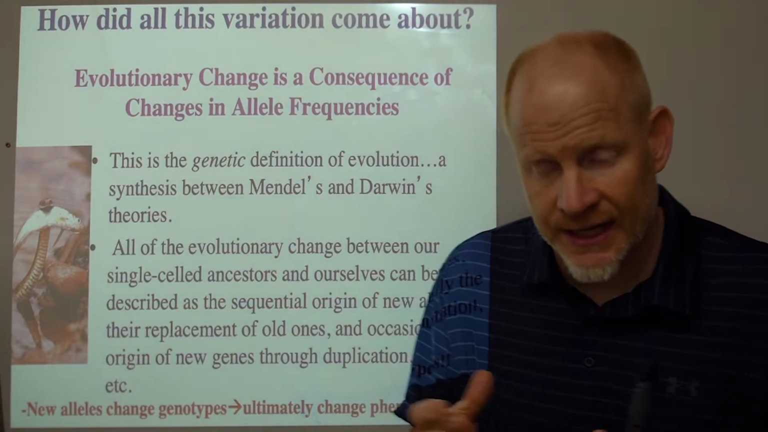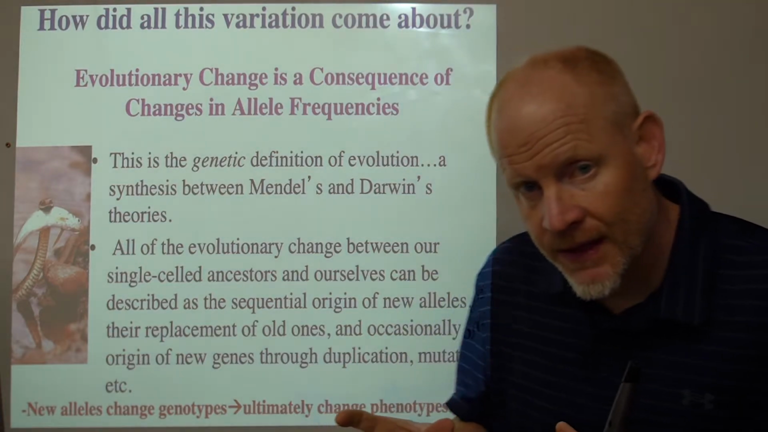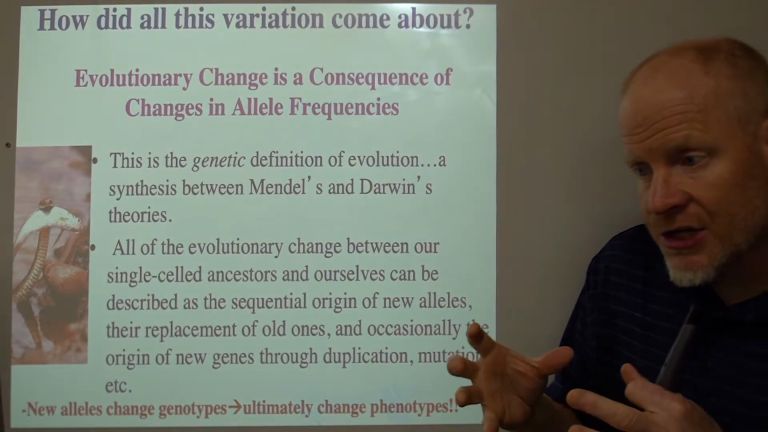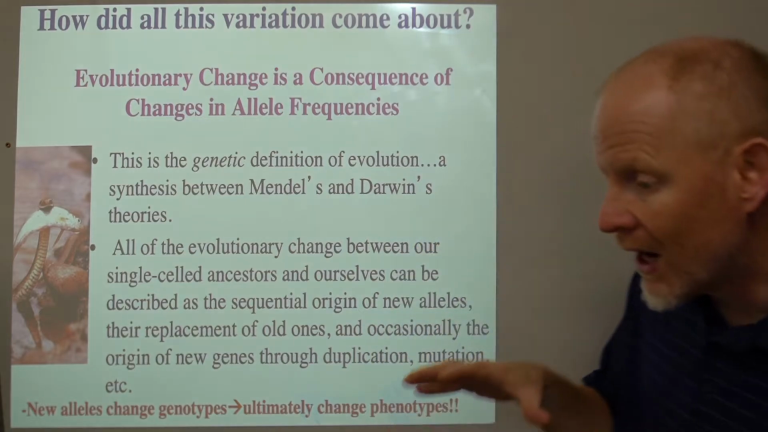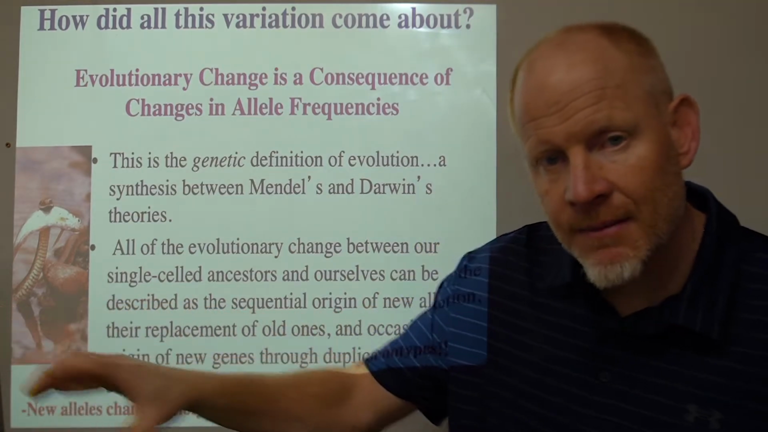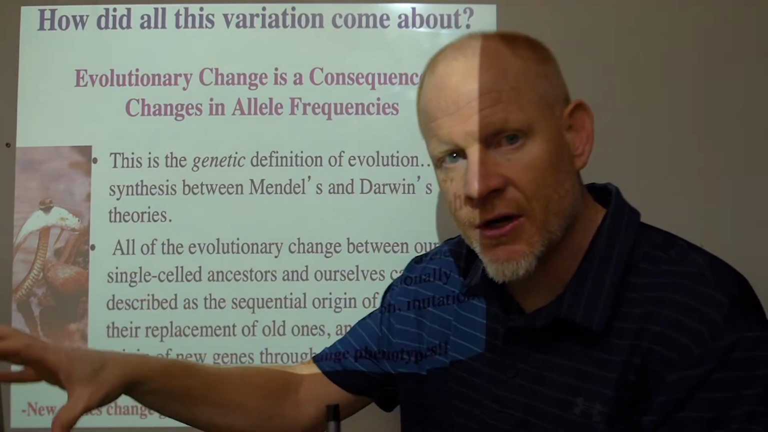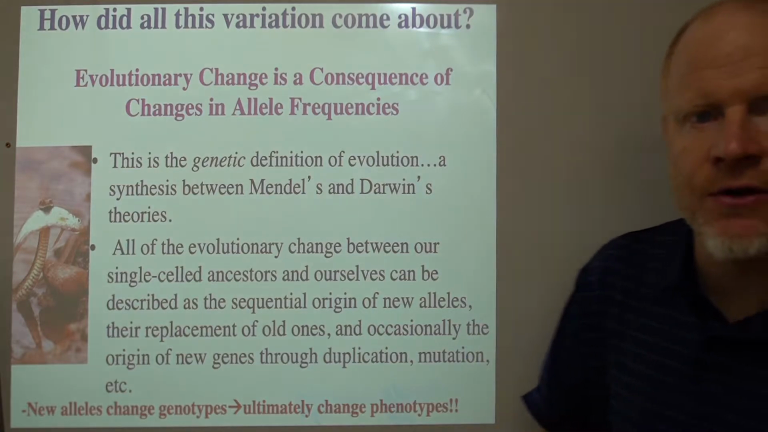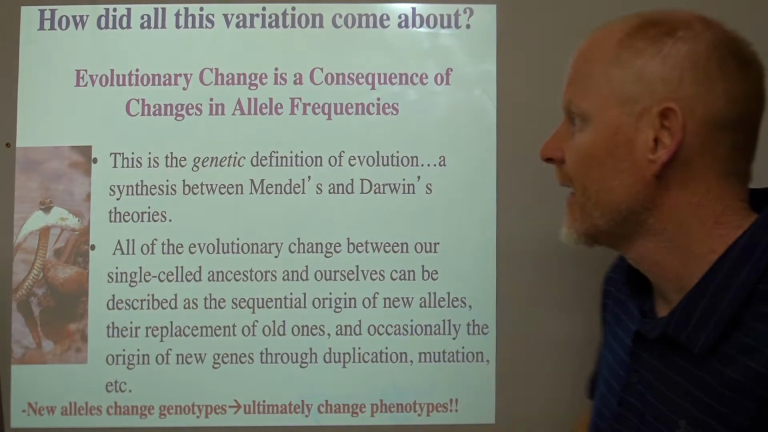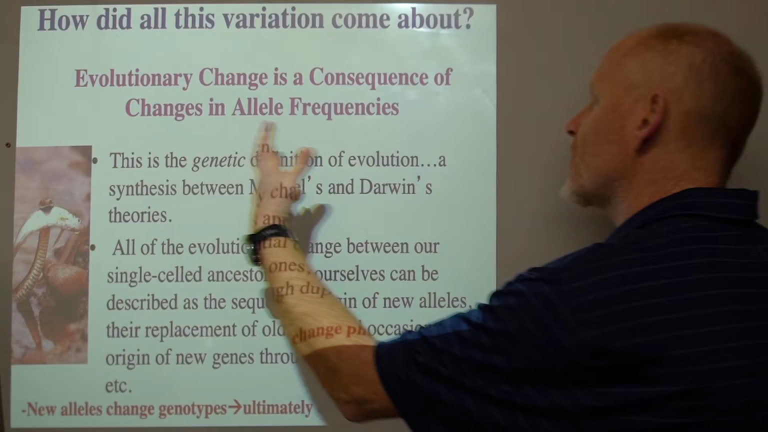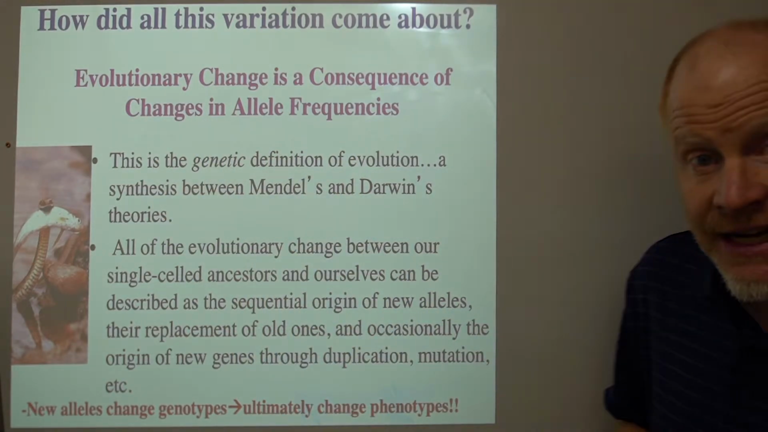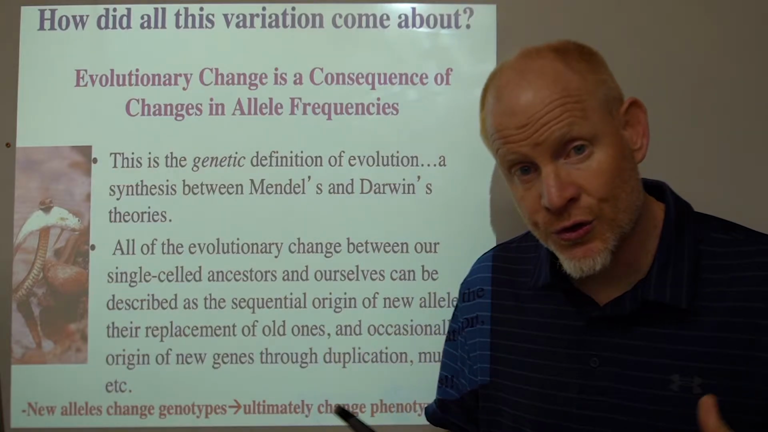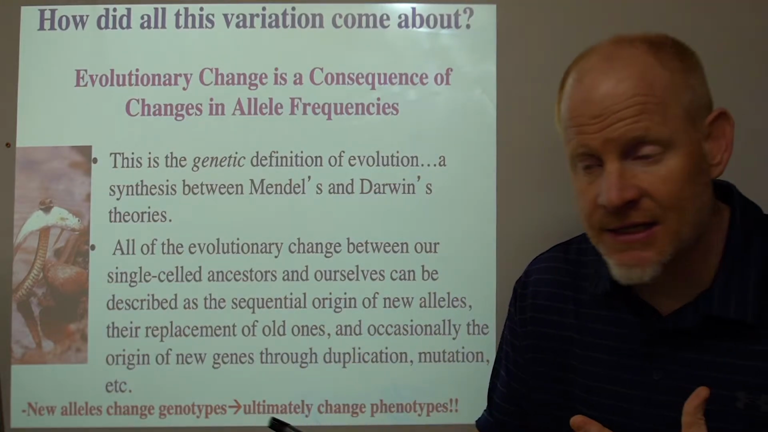And all evolution is, if you keep it really simple, is change in phenotype or genotype over time. And if you watch a population over time, it's going to change from generation to generation, which alleles are there and which are not there. All right, so evolutionary change is the consequence of changes in allele frequency. This is the genetic definition of evolution. It's not the one that you always see in a textbook, right?